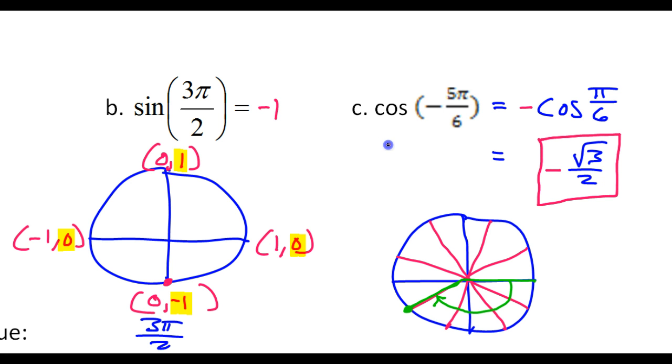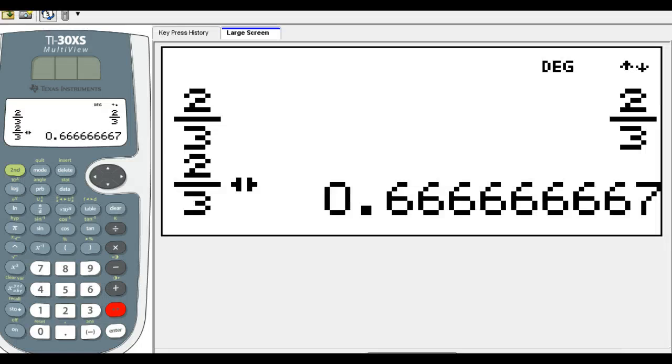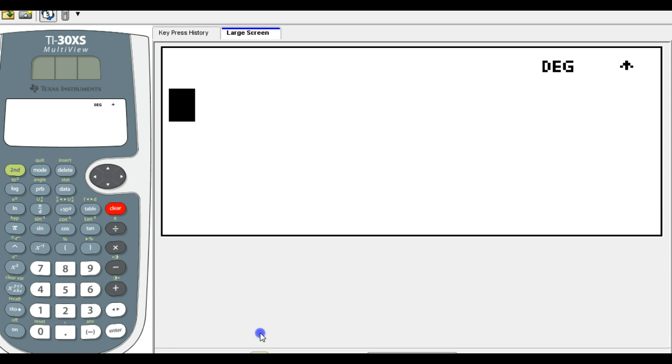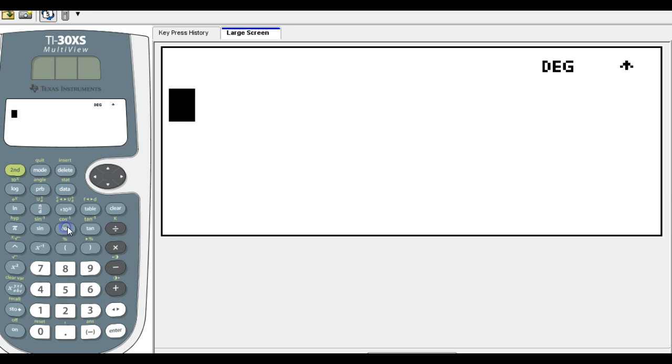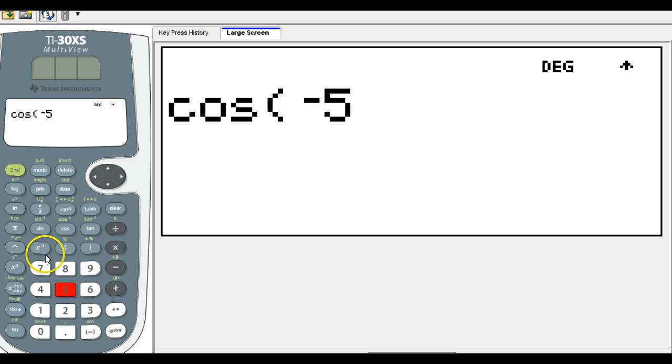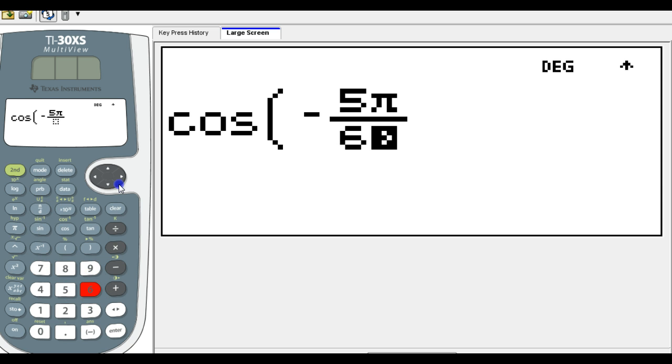Let's see if the calculator knows this or not, because it seems like they said that they were going to let you use a calculator. So the point is, maybe you're allowed to use a calculator. So if you are, let's just see what would happen. If I try to evaluate the cosine of negative 5 pi over 6, that would be the cosine of negative 5 pi over 6.